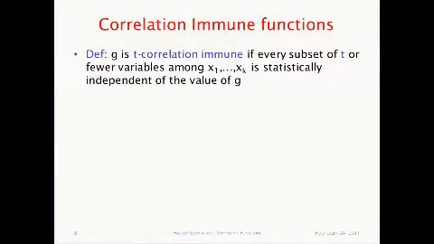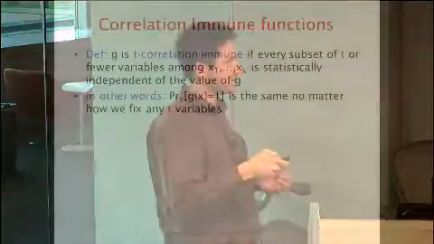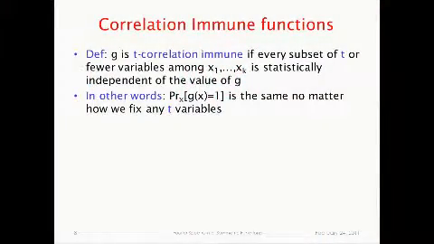Okay, so what are correlation immune functions? We say that a function G is t-correlation immune if you look at any subset of t of the variables, and no matter how you fix it, it doesn't have any effect on the value of G in some sense. In other words, the probability that G equals 1 remains the same no matter how we fix any t variables. So you cannot affect the probability that G becomes 0 or 1 by putting constraints on only t variables.